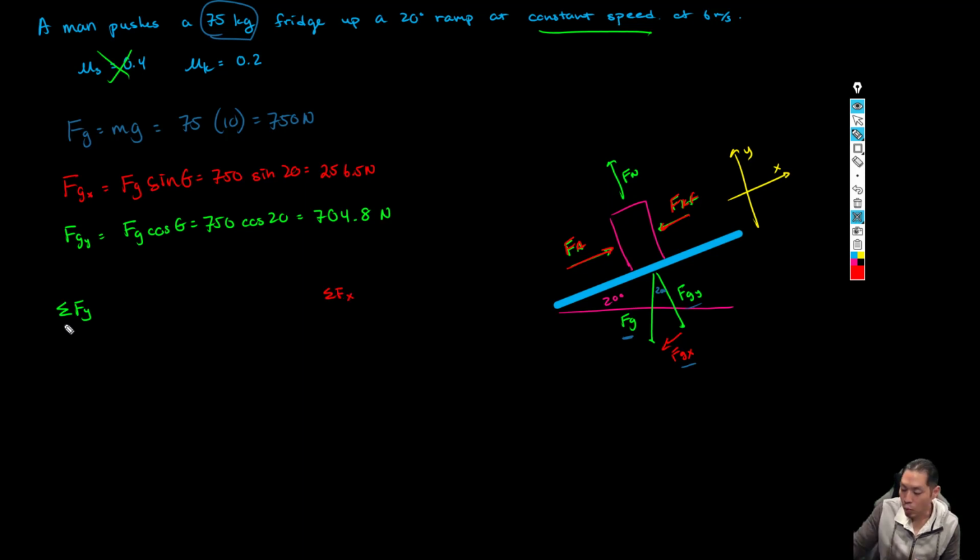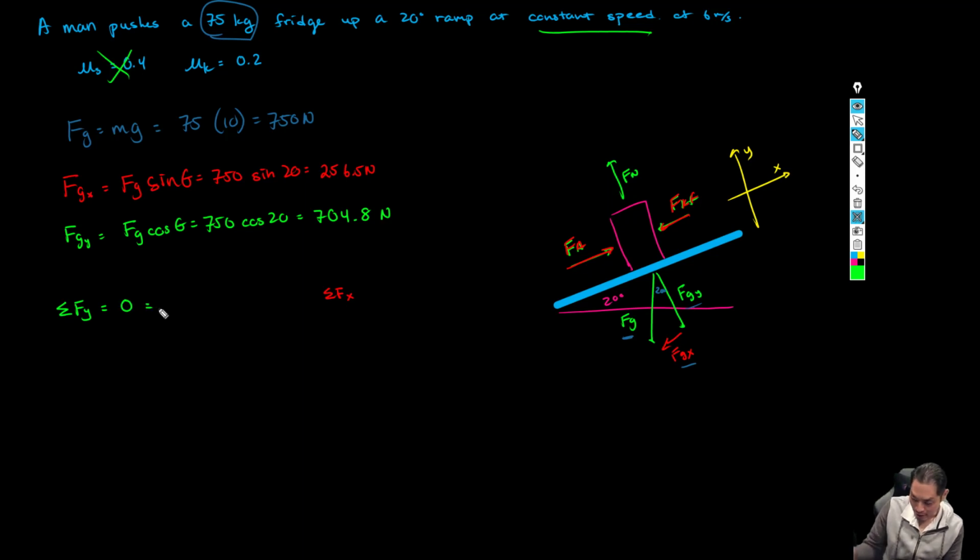I like to do y first just because it's easier. Most of these problems, it's not going to move up or down in the y direction. The refrigerator is not going to float up, and the refrigerator is not going to go into the floor. So in most of these cases, sum of all forces in the y is equal to 0 because the acceleration is 0.